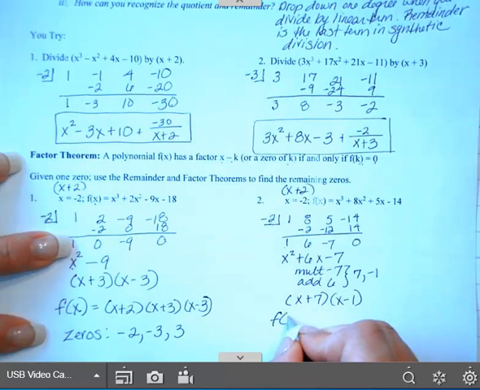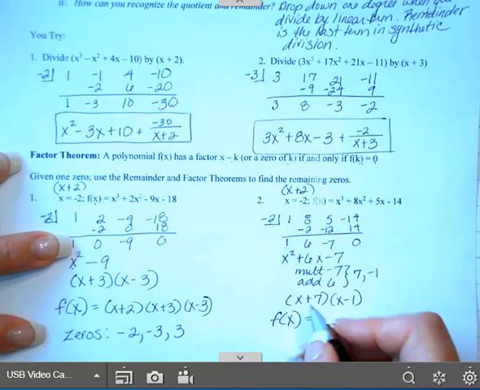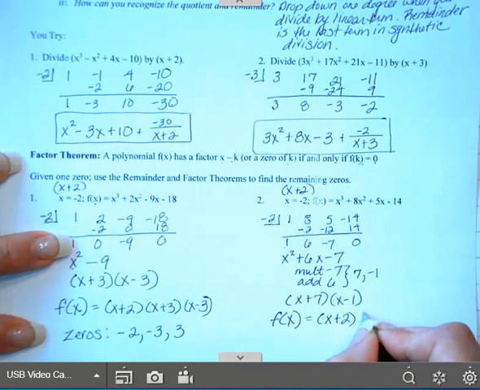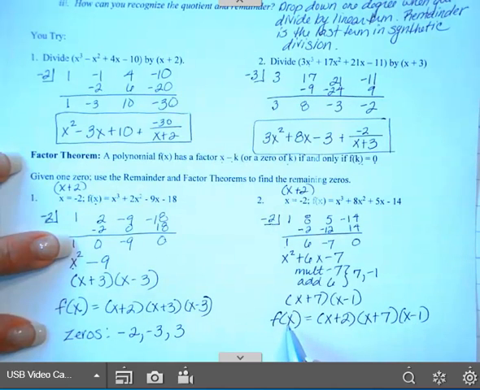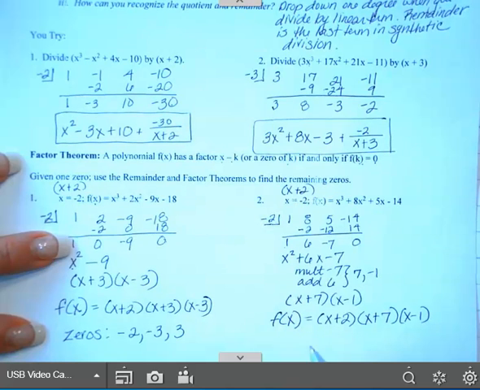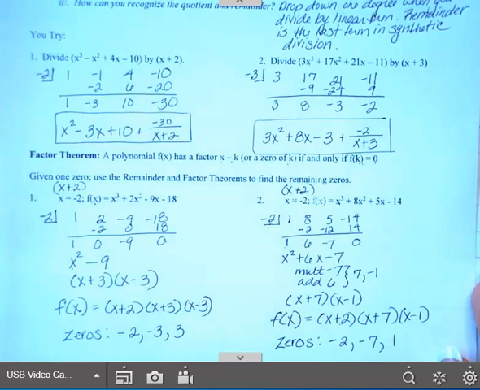So my full factorization for f of x, my first factor was x plus 2. And then my other factors were x plus 7 and x minus 1. If I set f of x equal to 0, I could find my zeros for my function. So my zeros, what makes each of those factors 0 is -2, -7, and 1. So when you have higher order polynomials, you can factor them if you can find some zeros. And we're going to go in the next few lessons on how to find some zeros.